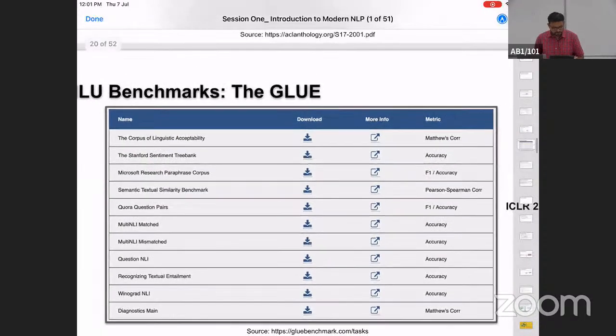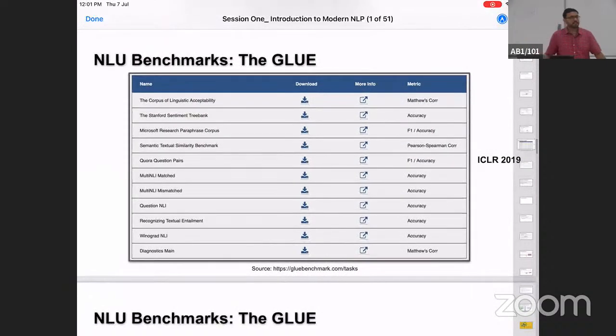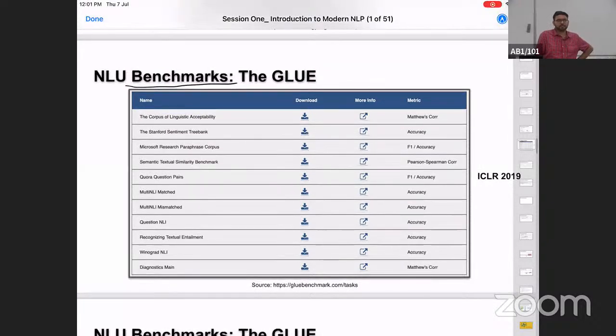So what can we do as a student or as a researcher? Maybe we should also contribute somewhere. There has been a lot of research in NLP where people are coming up with benchmarks. I don't know if you have heard about this term before. So by benchmark, and this is an NLU benchmark, I mean there is a repository which contains different tasks.